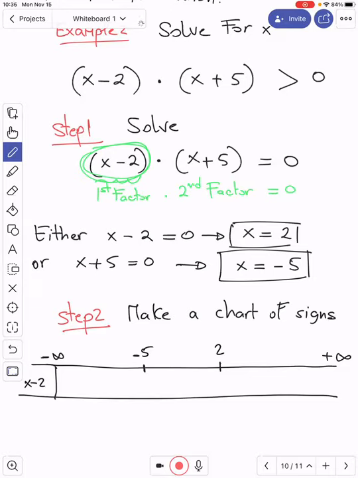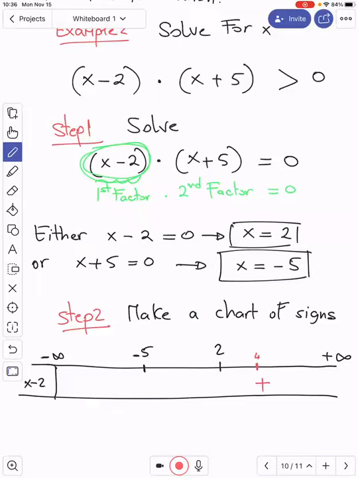x minus 2, of course, the sign of x minus 2 depends on your x. So if x is larger than 2, then x minus 2 is going to be positive. If x is less than 2, then x minus 2 is going to be negative, right? So what I'm saying is, if you take some number which is larger than 2, then x minus 2 is going to be positive, right? For example, if x is 4, then 4 minus 2 is positive.